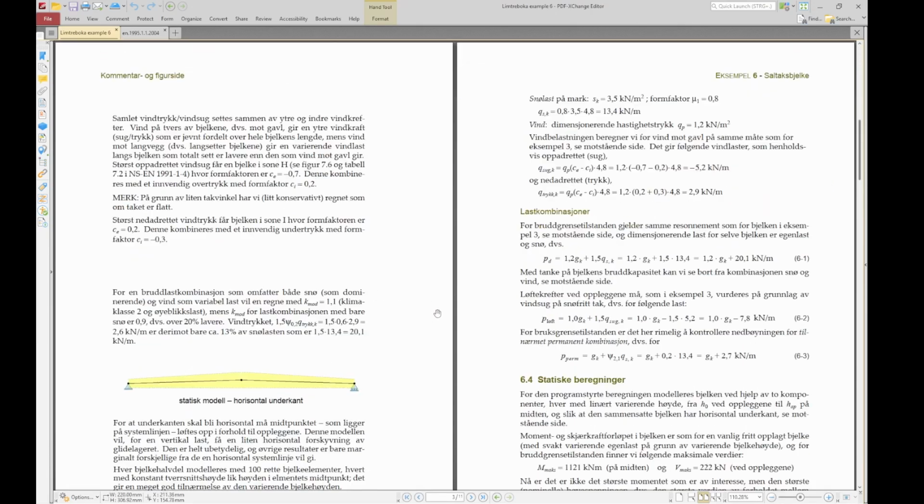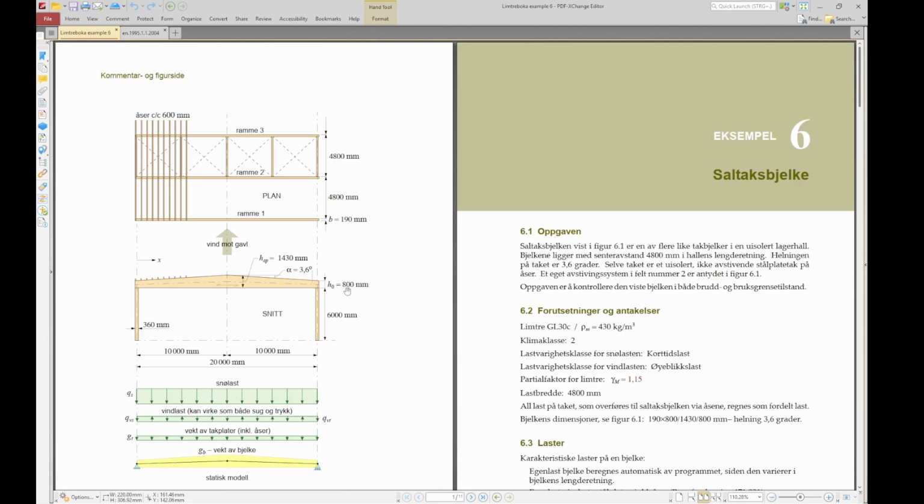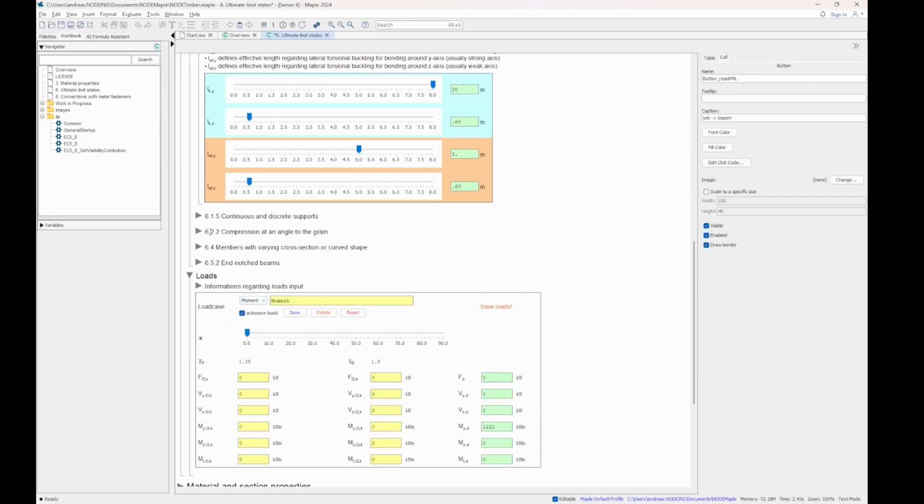In that case, I think we have done 5 meters, which is somewhere here in the definition. So let's assume we do have 5 meters like it's shown here. The secondary beams are prohibiting the lateral torsional buckling in that case, as they're going over the whole section. So let's just continue. We do have the 5 meters here. We are going to check the middle section, as I said, so no supports and no compression at angle to the grain.